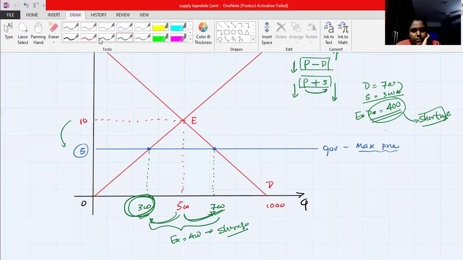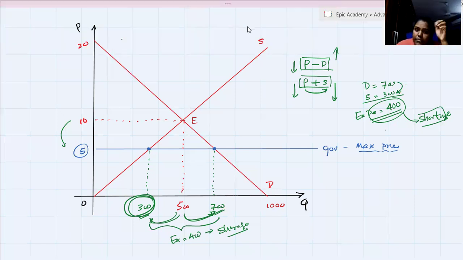So then what will happen to the price? Yes. This is the amount. This is the position. Black market price arises.